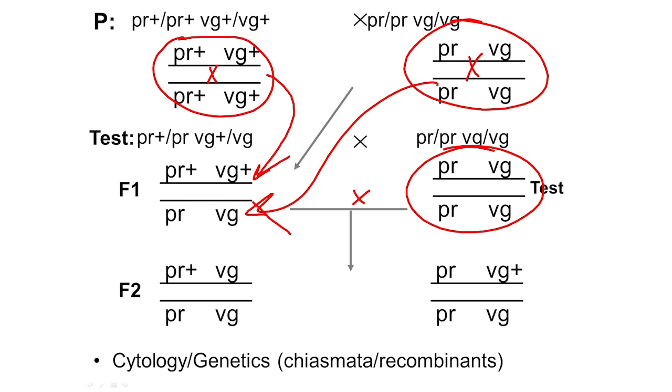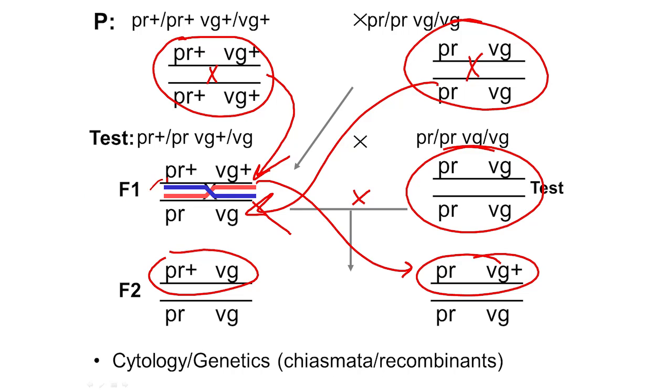But I just want to go over one more time. If that crossover occurs between those two loci, now you can see, that's in red there, you're going to get one chromosome that's PR and VG plus, and that's going to get donated right down there. If that crossover happens, automatically you have to get the other part of that, which is in blue here, which is PR plus VG, which you can see being donated right down there. And that's how you get the recombinant offspring.